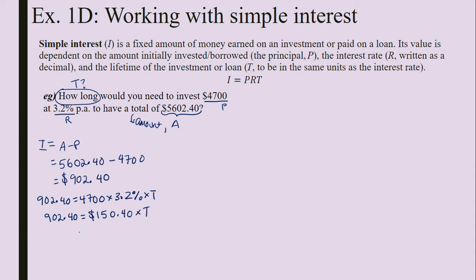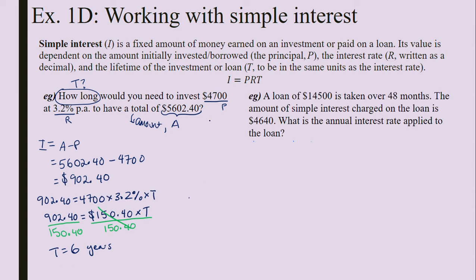So working with our knowledge of algebra from the last few exercises or chapters that we've worked through, we're going to divide both sides by $150.40 to get our value of time as T equals 6 years. If you have a CAS calculator, you can use what's called the solve function on these. I will go through that in the next example. Well, at the end of the next example.